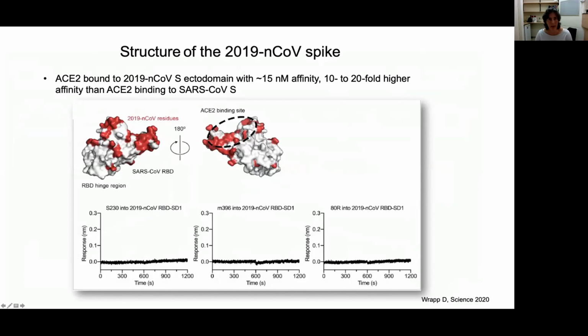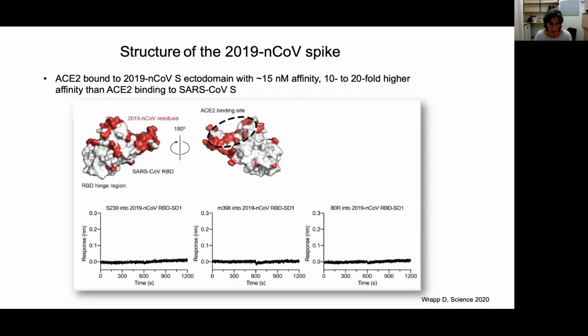Yeah, okay. So this is a recent study that was published in Science, looking at the structure of the old SARS coronavirus versus the new one. And it found some interesting information that I want to share with you. In white, you see the old SARS coronavirus receptor binding domain, and in red, you see the residues that are actually different in the new SARS protein.